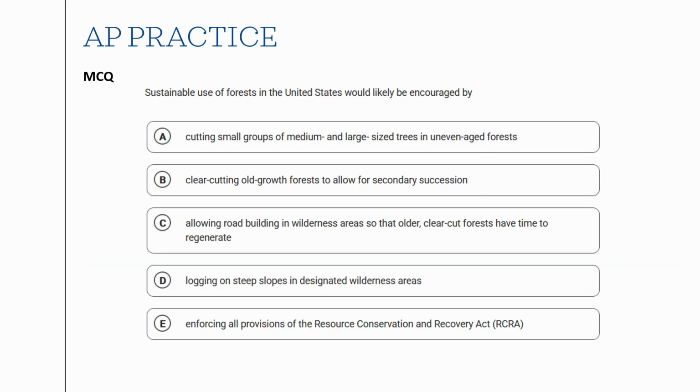Okay, here is the practice MCQ. So go ahead and attempt to answer this. You can pause the video and read through all the selections.